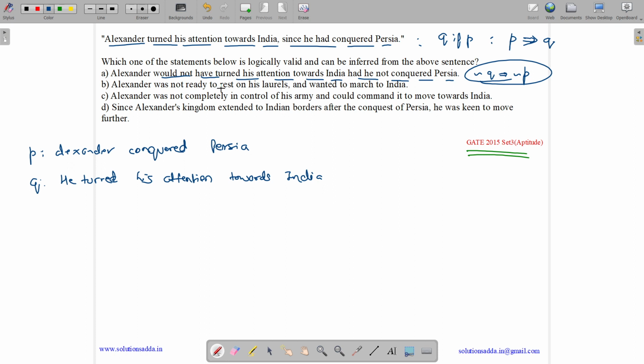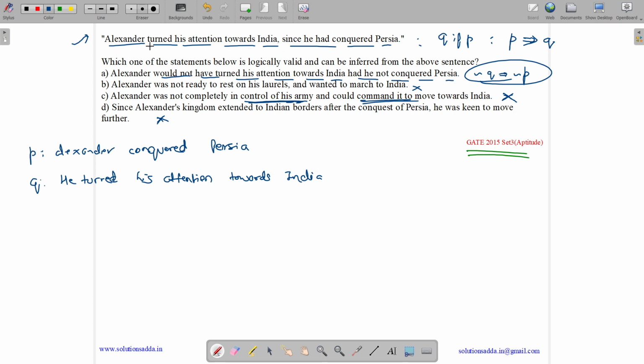Alexander had not ready to rest on his laurels and was to march to India. There is no conclusive evidence regarding this, so this is false. Alexander was not completely in control of his army and commanded it to move towards India. There was no statement regarding control of his army and commanded to move towards India. This is false. Since Alexander's kingdom extended to India's borders after the conquest of Persia, he was keen to move further. No, there is no conclusive evidence regarding this.